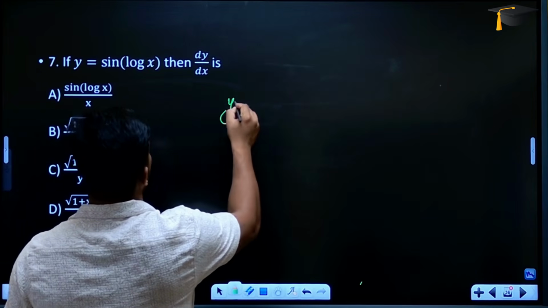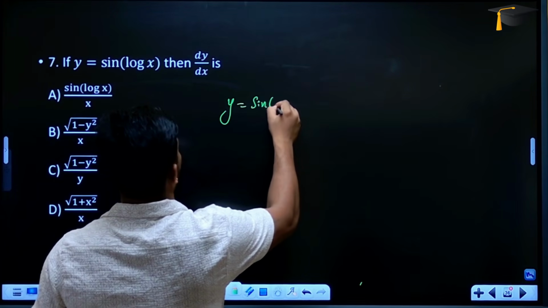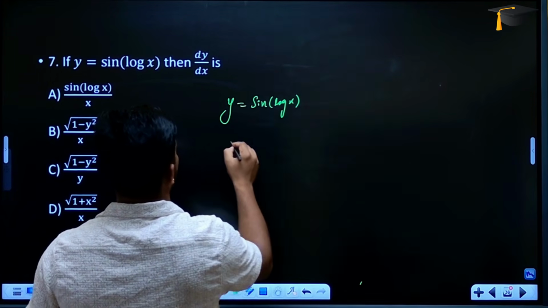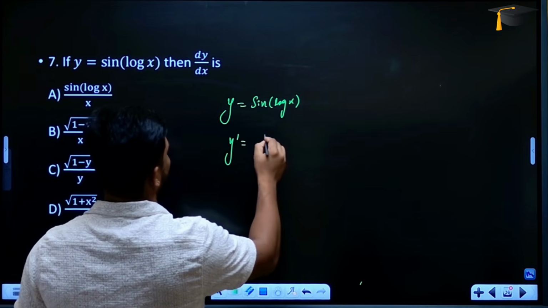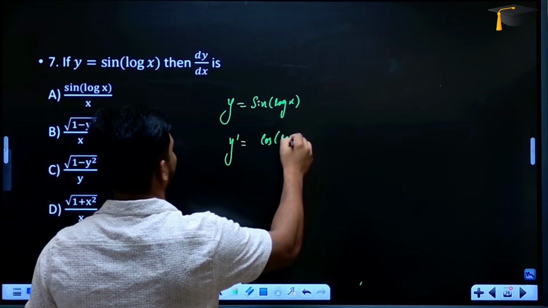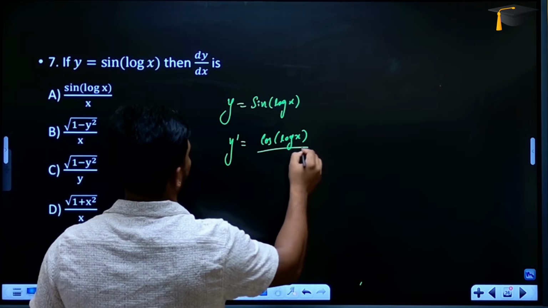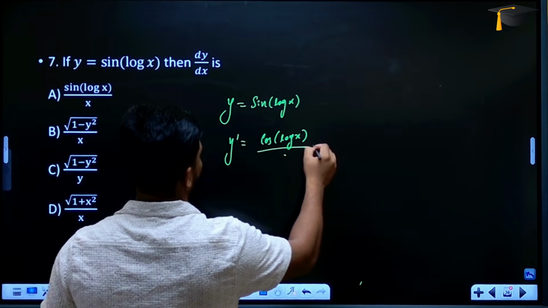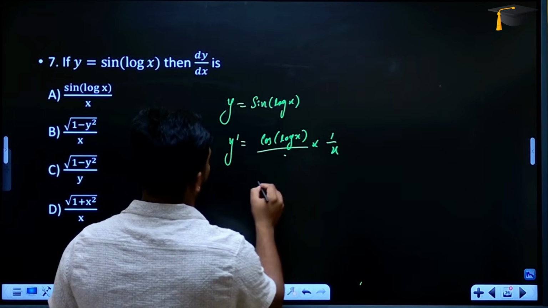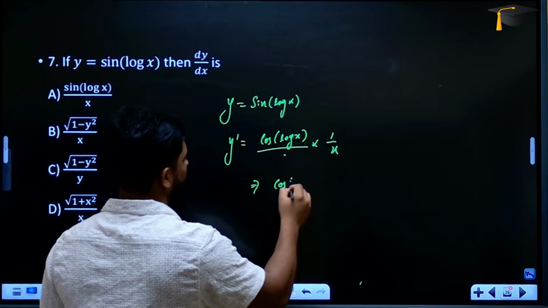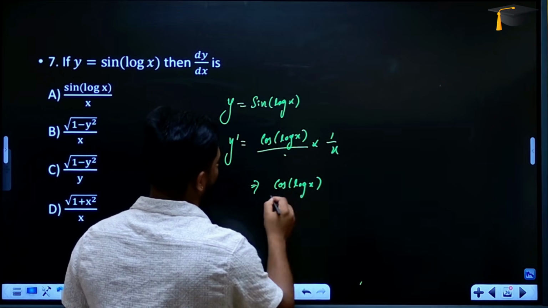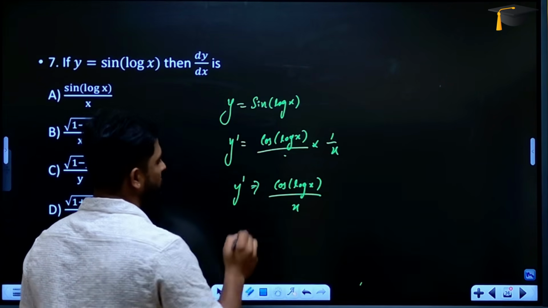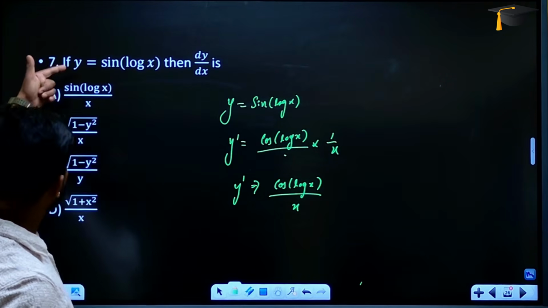Okay, so this is also a good question. So y is equal to sine of log x. So now y dash, that is dy by dx, is cos of log x into the differentiation of log x, which is 1 by x. So this becomes cos of log x whole divided by x. So this is your y dash. But look at these options. This answer is not there.